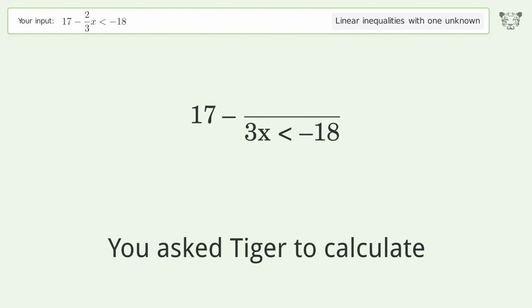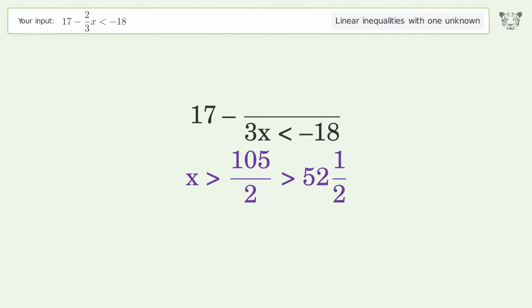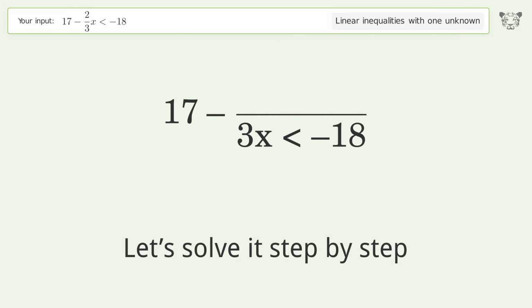You ask Tiger to calculate. This deals with linear inequalities with one unknown. The final result is x greater than 105 over 2 greater than 521 over 2. Let's solve it step by step.